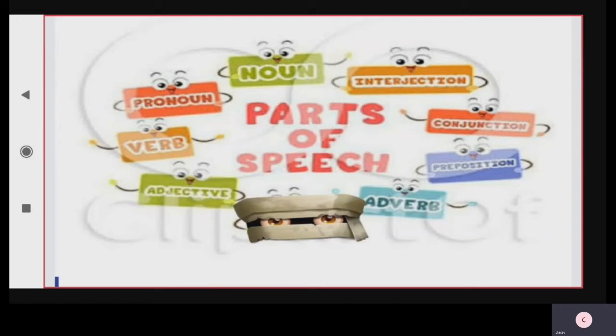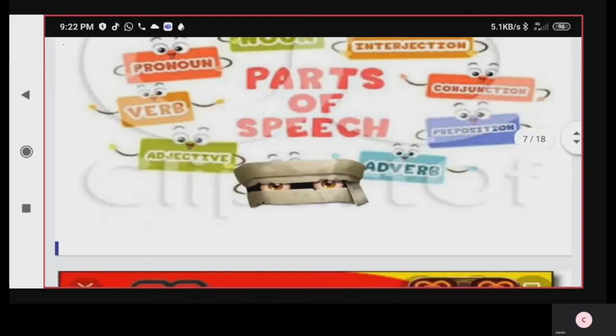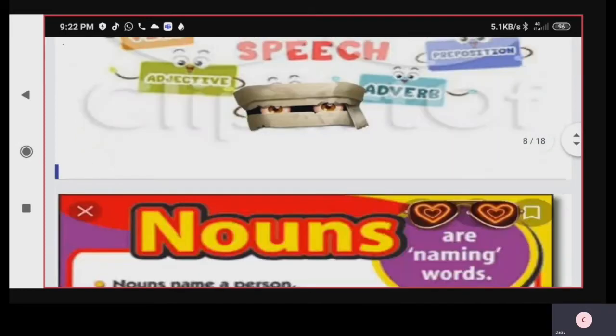Children, there are 8 parts of speech in English language. They are noun, pronoun, verb, adjective, adverb, preposition, conjunction, interjection. Children, here is a brief explanation. Listen attentively.